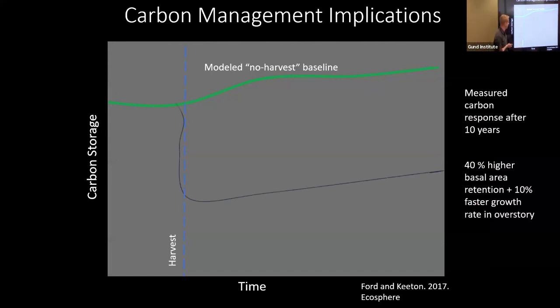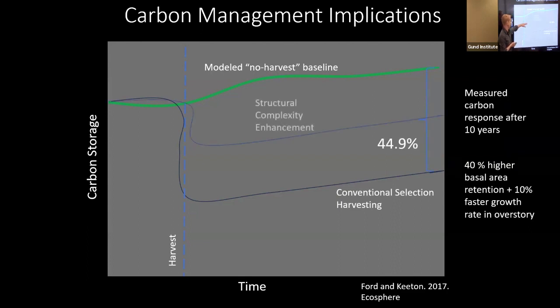I've also looked at carbon. So we've looked at the carbon accrual curve after the conventional harvests, and we've looked at the carbon accumulation curve after old growth restoration. And really the interesting thing here is that the old growth restoration technique came within about 16% of the baseline as compared to the conventional harvests that were much lower. So this suggests that if you do old forest restoration, it can also constitute a carbon forestry technique. It works for carbon as well.